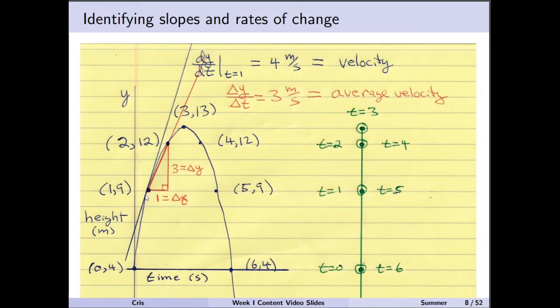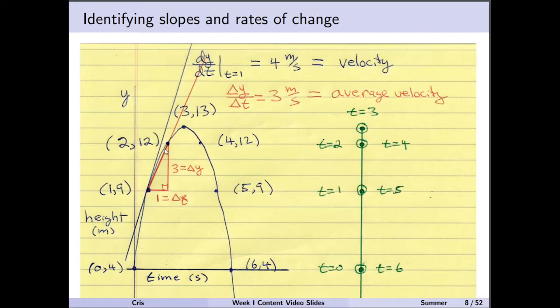Let's see, so we had an average velocity of 3 meters per second in between time 1 and time 2. You can see that y has changed from 9 to 12, so we have a delta y of 3. And t has changed from 1 to 2, so we have a delta t of 1. So the slope of this secant line is the average velocity. So delta y over delta t is 3 meters per second is the average velocity.